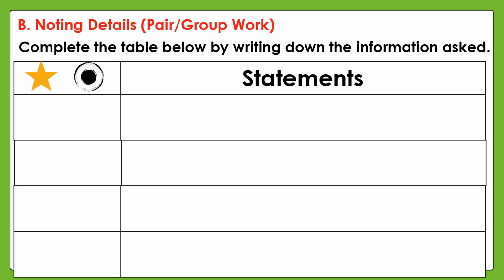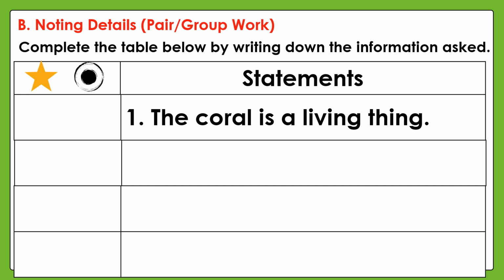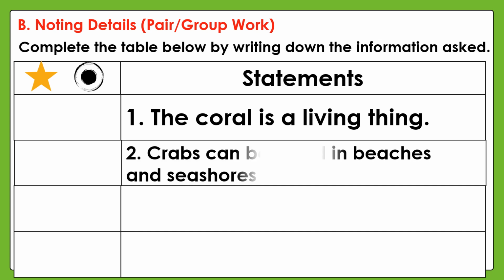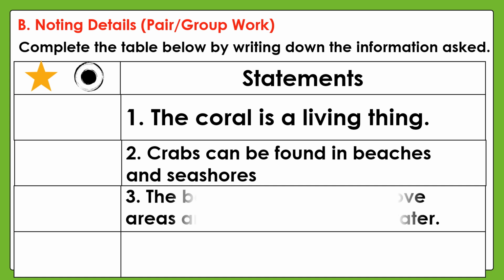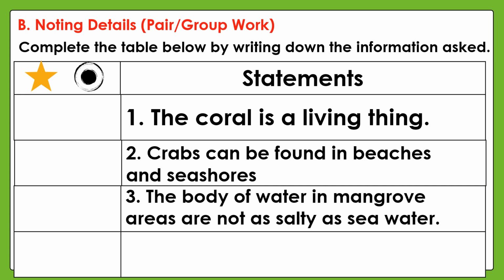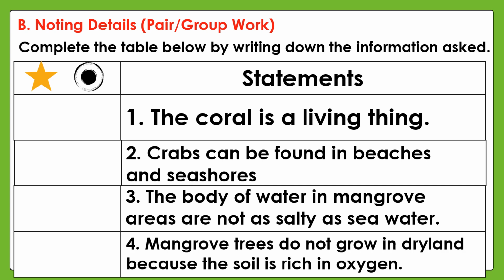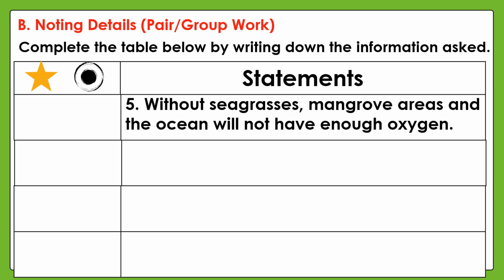Here are the statements. Number 1, the coral is a living thing. Number 2, crabs can be found in beaches and seashores. Number 3, the body of water in mangrove areas are not as salty as sea water. Number 4, mangrove trees do not grow in dry land because the soil is rich in oxygen. Number 5, without seagrasses, mangrove areas and the ocean will not have enough oxygen.